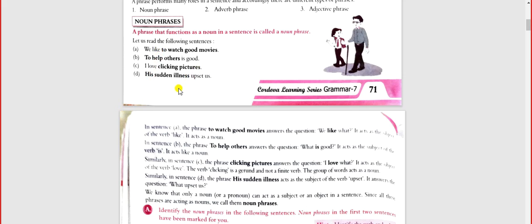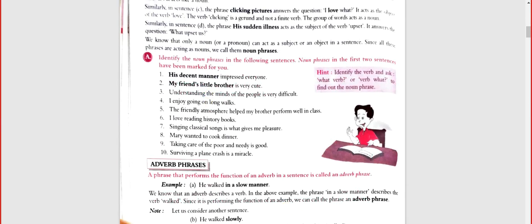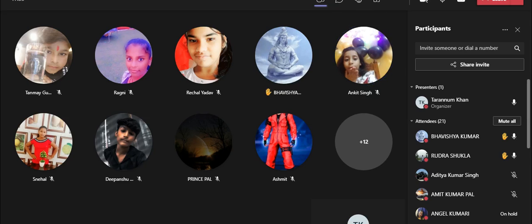We like to watch good movies. So if you ask, we like what? We like to watch good movies. To help others is good. What is good? To help others. I love clicking pictures. I love what? I love clicking pictures. His sudden illness upset us. What upset us? What upset them? So his sudden illness upset us or them or him or her. Understood? Yes, ma'am.